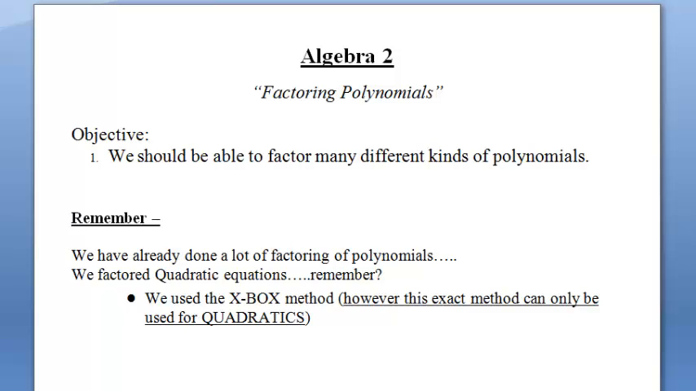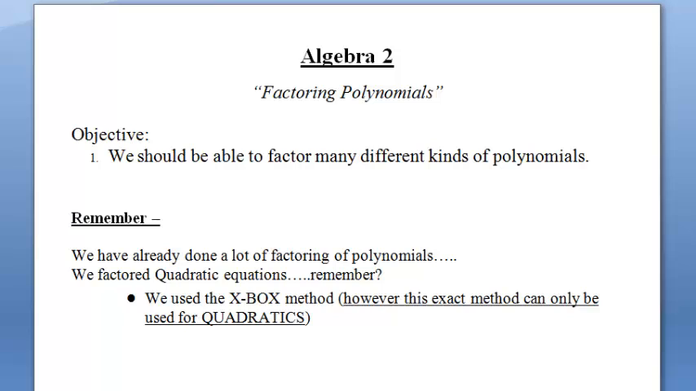Some teachers call them the diamond problems, but you've done those before. You definitely did those in Algebra 1. And we have talked about it in Algebra 2 as well when we were finding the roots of quadratic equations. Sometimes we call those zeros or roots or the x-intercepts. The way we did that was by factoring the quadratic equations.